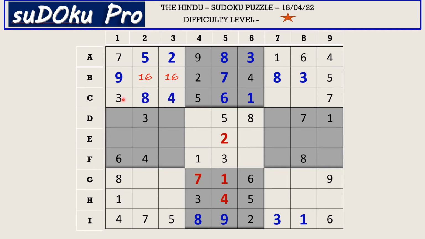In column 1 there are 2 empty cells and the missing numbers are 2 and 5. There is a 2 and 5 here. So accordingly E1 takes 5 and D1 takes 2.